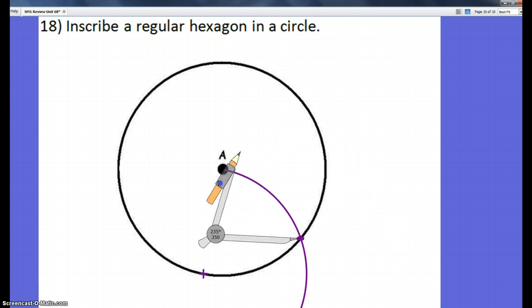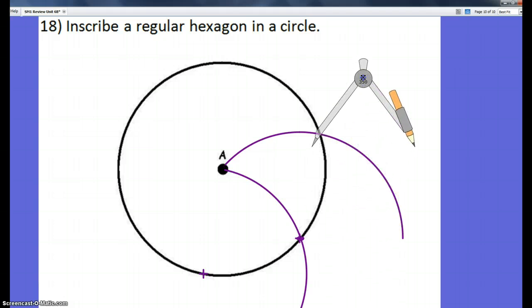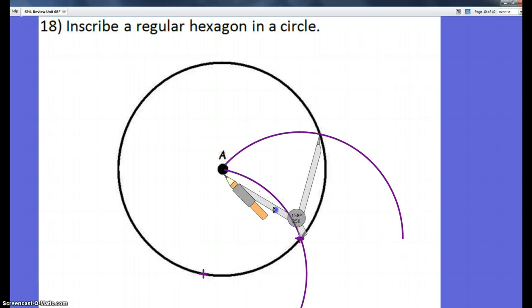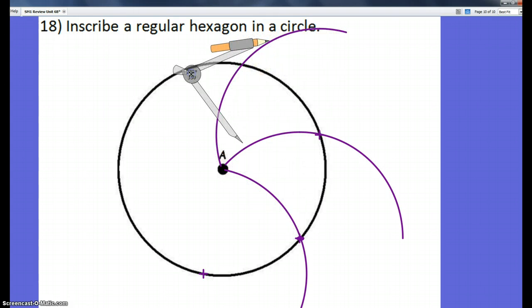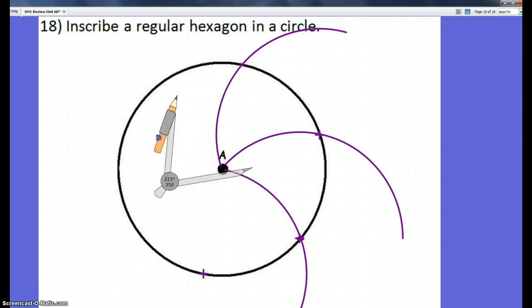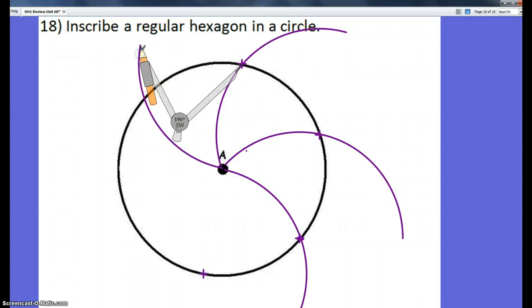So we're going to line it up, and it is already. And we're going to swing it through again, and we're going to keep going around the circle just like that until we come back to the beginning. So swing it through, line it up with the vertex, and swing it through again, line it up again.